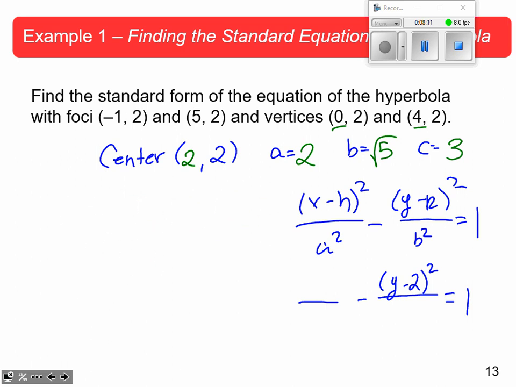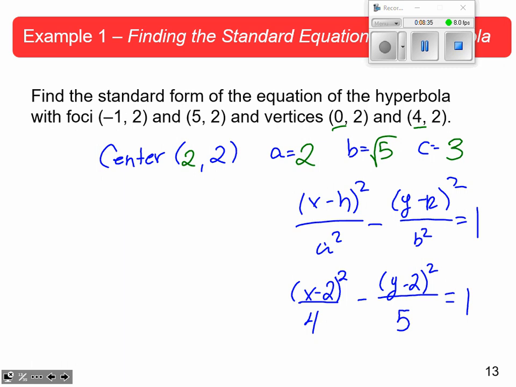Now we actually have all the information we need. Because this here would be x minus 2. We could have actually filled that in a minute ago. A squared, so 2 squared is 4. Square root of 5 squared is 5. We have this here.